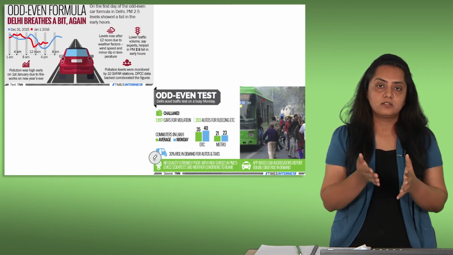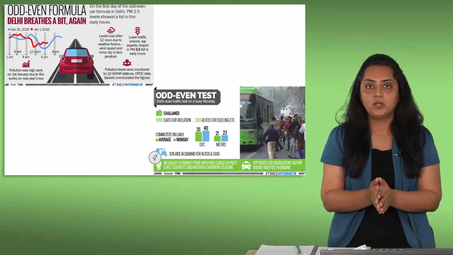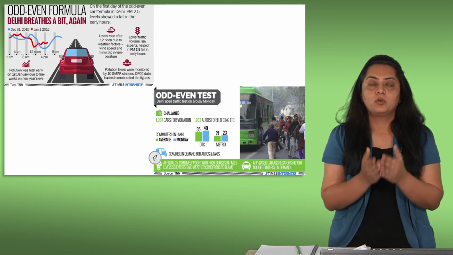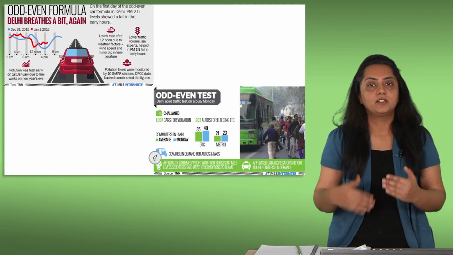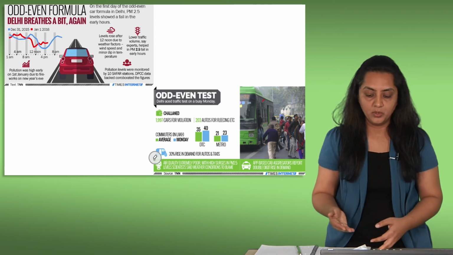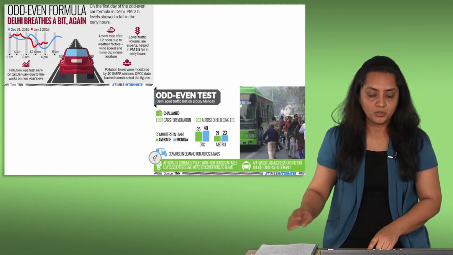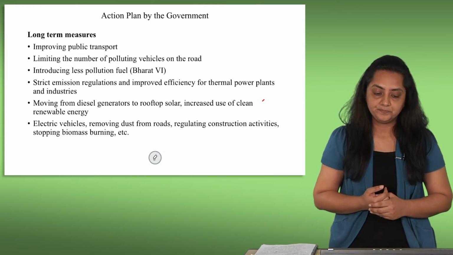So this was basically the odd-even formula, wherein on one day only cars with odd number plates had to go, and the other day the even number cars had to go, and this led to a significant result.